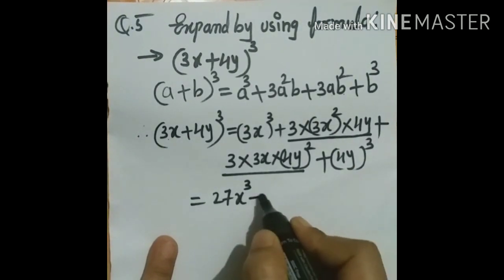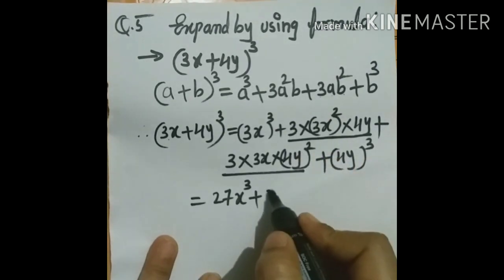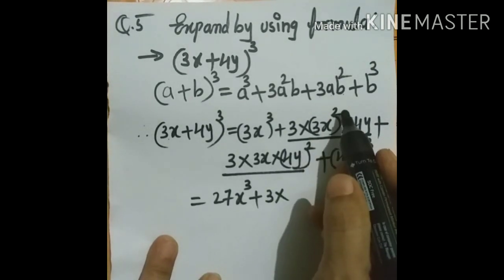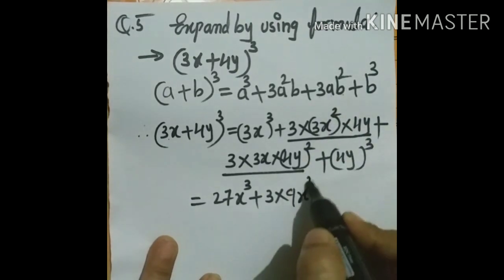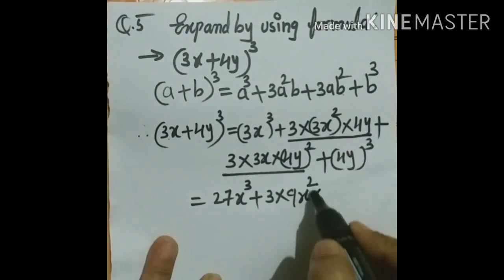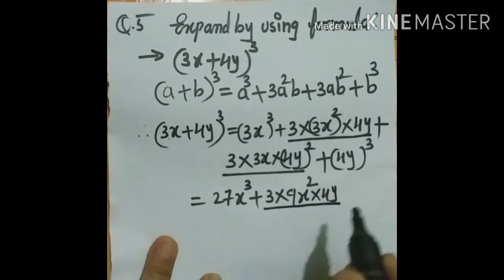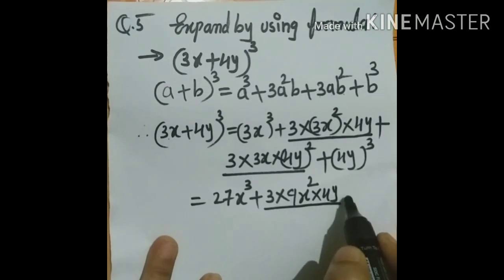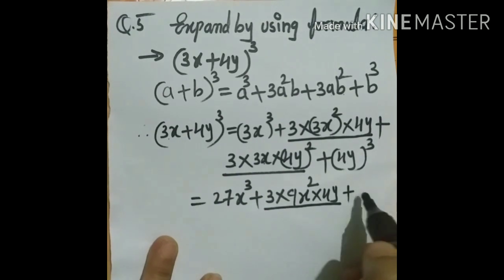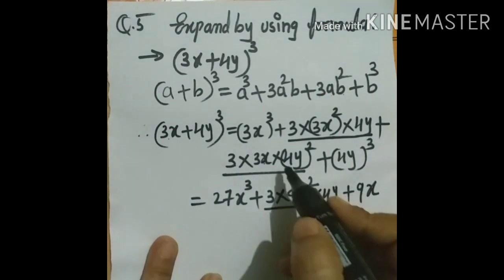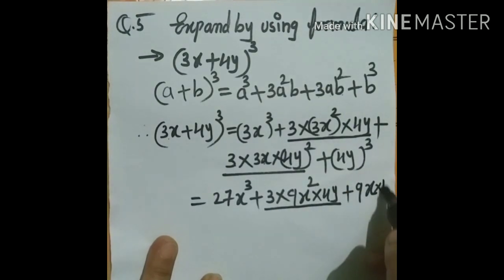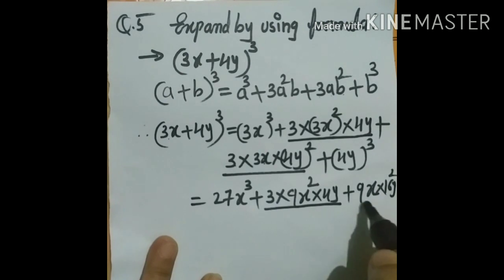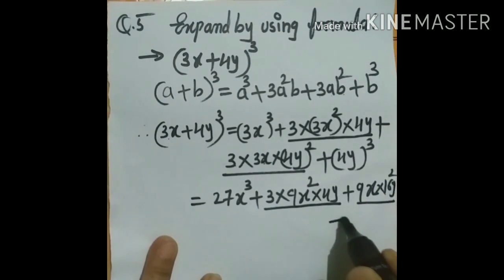27x cube plus 3 we keep as it is, children. 3 square is what, children? Tell me. 3 square is 9. X square is x square. Okay, children. Now into 4y. Again underline. It means we have to multiply all these terms. Plus. Now 3 threes are 9x. Okay, children. Into 4 square is what, children? Tell me. 4y, 4 square is 16y square. Underline. After that, children, 4 cube is what, children?